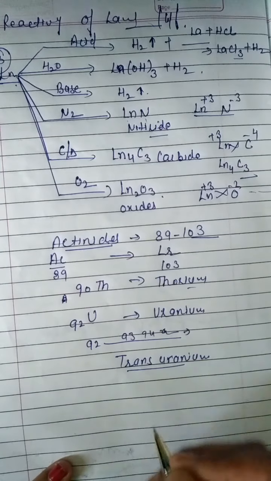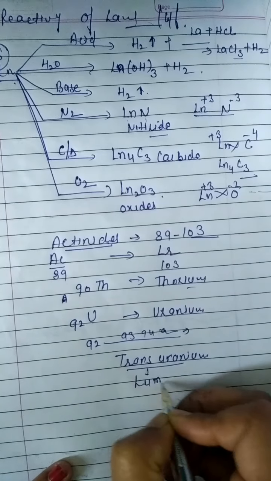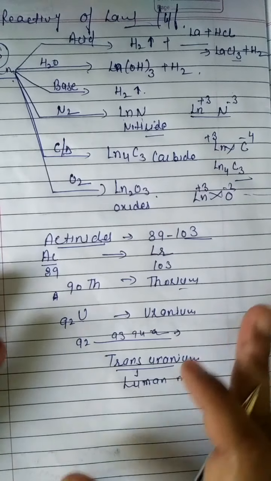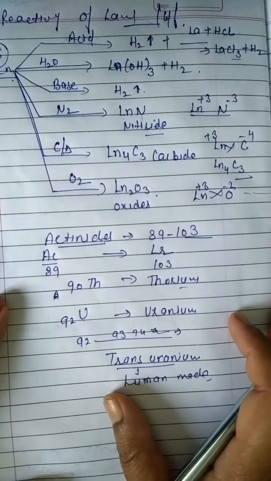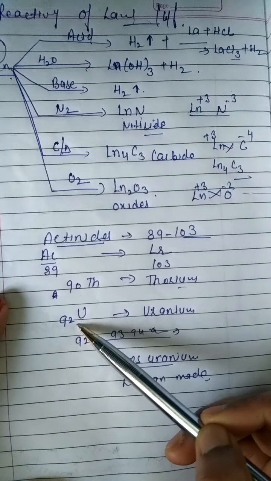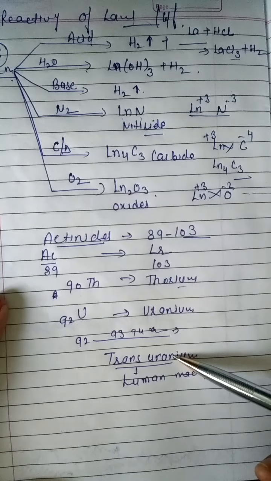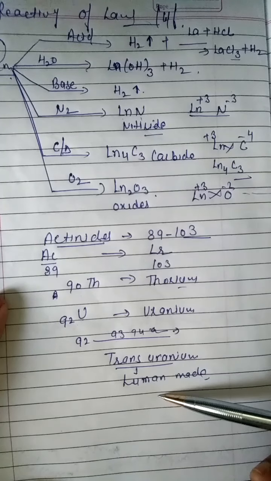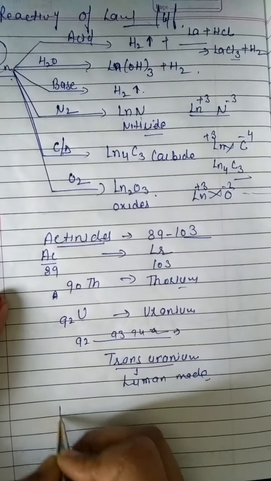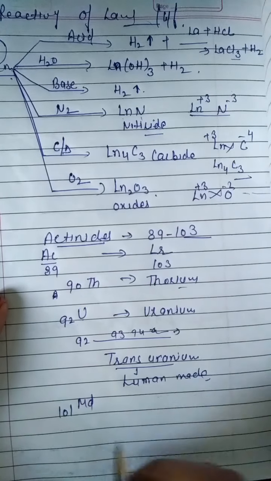And one more: after uranium, all the elements are human made, or we can say man-made. They are prepared in laboratories. Clear? In the actinoids, firstly we have to learn thorium, 90. Second is uranium, 92. After uranium 92, all elements are called transuranium, and they are all radioactive. They are prepared in a laboratory. Clear? One more important one is 101, which is mendelevium, Md.